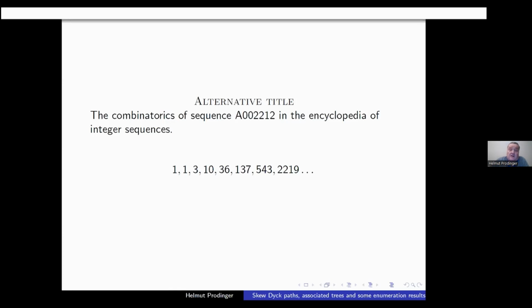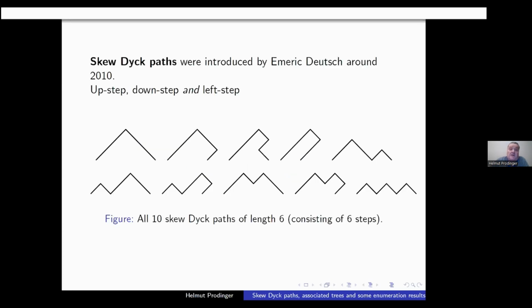Now let's start with the skew Dyck paths. Dyck paths, I think everybody knows, have up steps and down steps, come back to the x-axis, and never go to negative territory. There is a variation, I think introduced by Emeric Deutsch, which allows a third type of step, namely a left step. But of course, one should never go up and immediately do a left step after that.